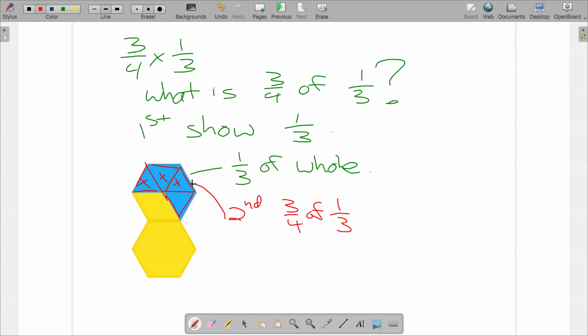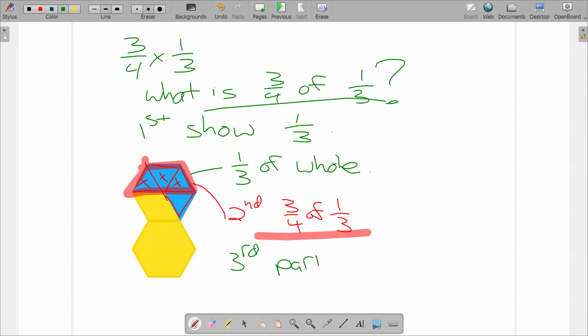So this region right here, let's highlight it, highlighter, is 3/4 of 1/3. Last part of this, showing that right there, what part of a whole of it is that? Yeah, we can look at that and say, oh, that's 1 out of 1, 2, 3, 4 equal parts. So that's 1/4 of the whole.